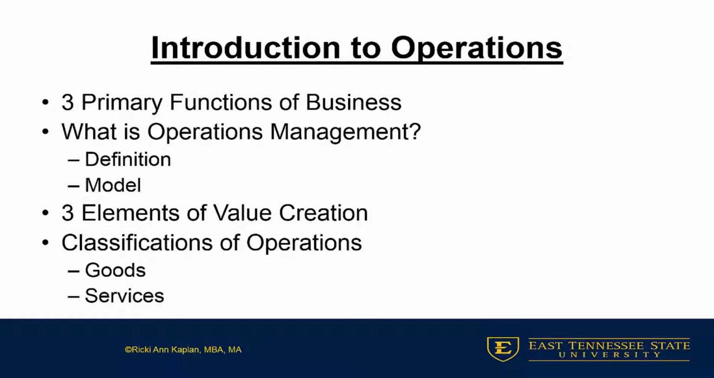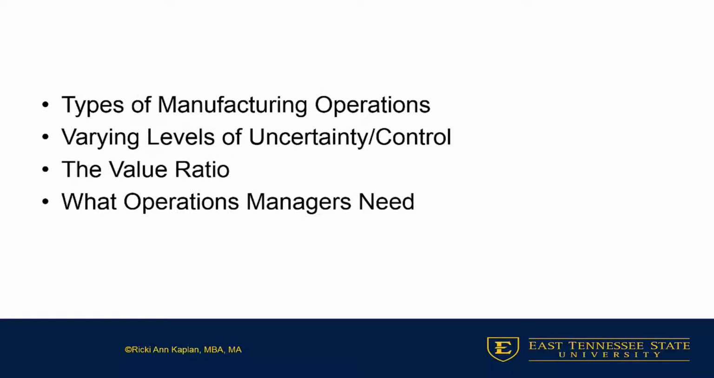The 3 elements of value creation, the classification of operations, both goods and services, the types of manufacturing operations that are there, varying levels of uncertainty and control that's used, and we're going to talk about the value ratio. Very important topic here that I think actually covers everything within this class, what we want to shoot for, and what operation managers need, what's important to them.